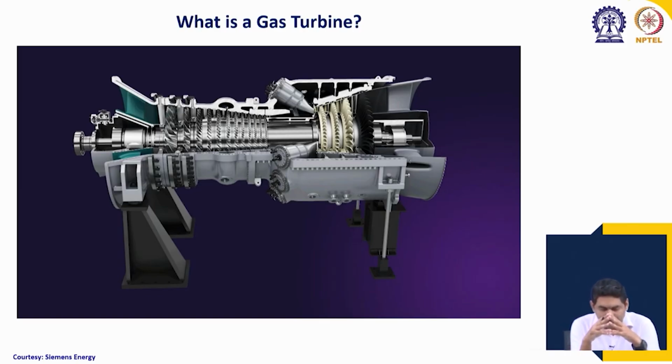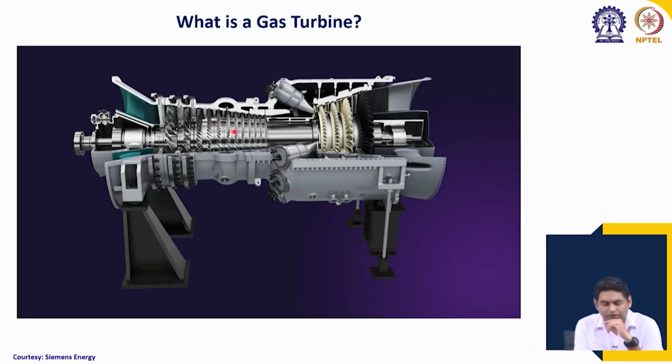What is the basic working principle of a gas turbine? You can see a typical image of a gas turbine here. It consists of a set of rotating parts. The core section is a single solid shaft, though there can be multiple shafts also, on which rotating parts are installed. These are known as compressors, and another set of rotating parts are known as turbines.